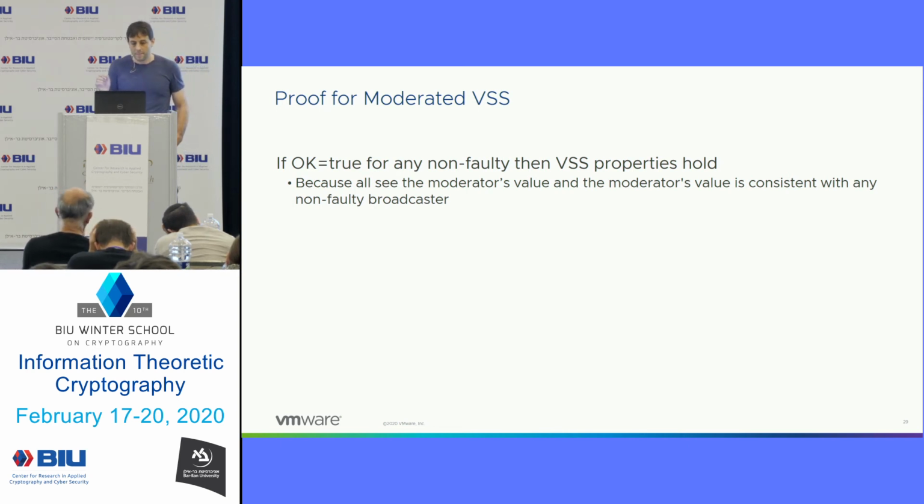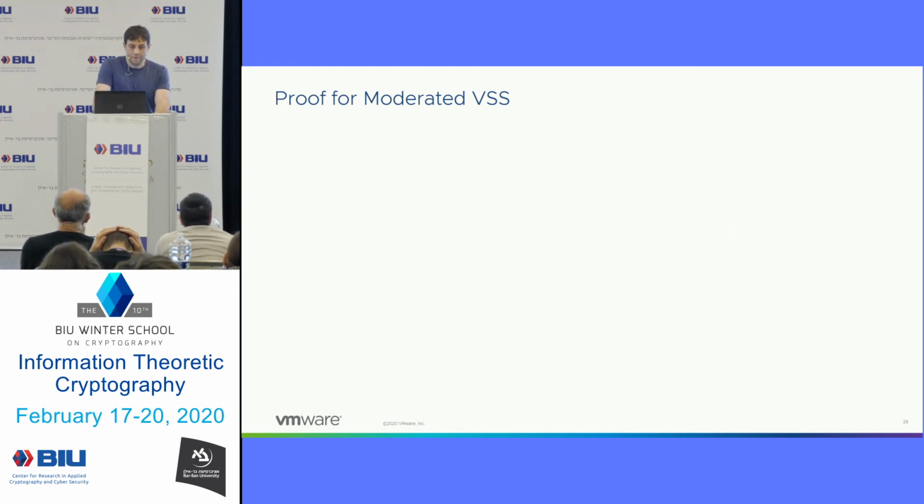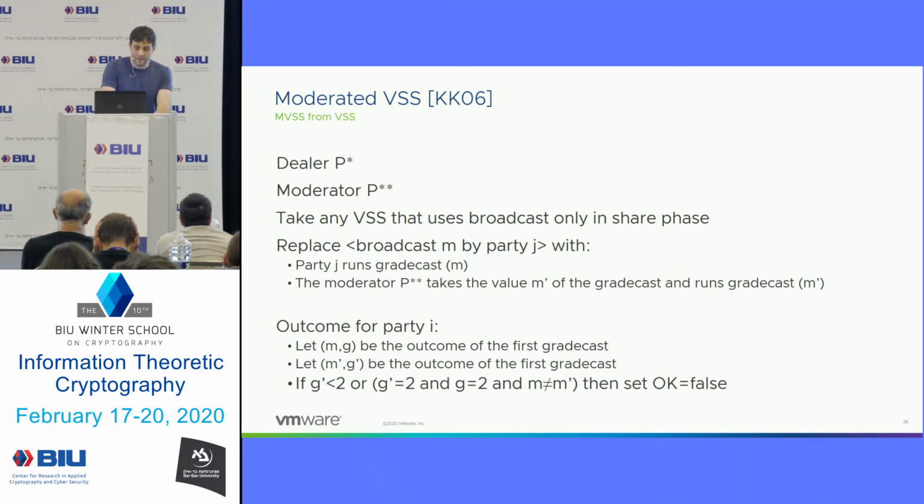And so here is the reason. If there's any non-faulty that has an OK, what does it mean? It means that we have to look at the negation of these properties, right? So it must be that the moderator had a gradecast of 2. It means that this value is correct. And if the sender also had a gradecast of 2, which means it was a correct sender, then it was the same message.